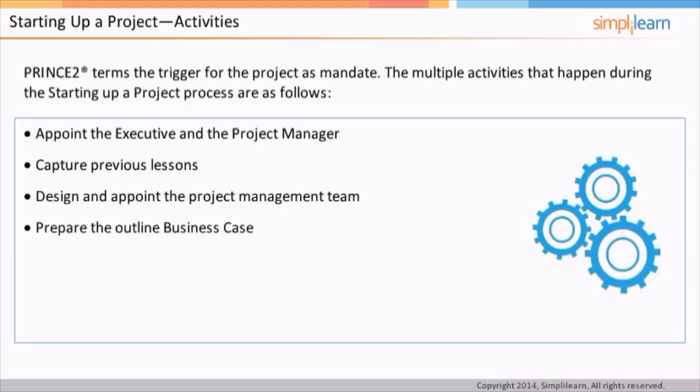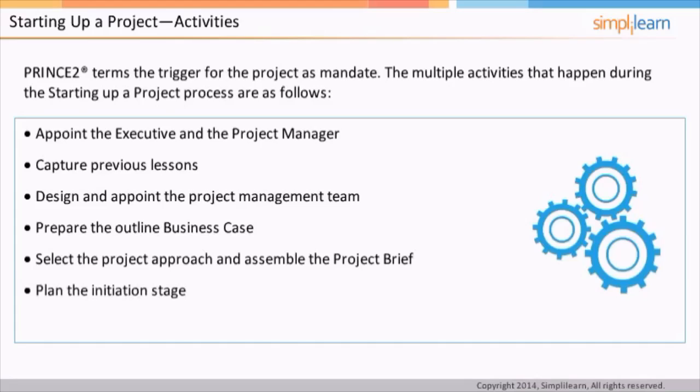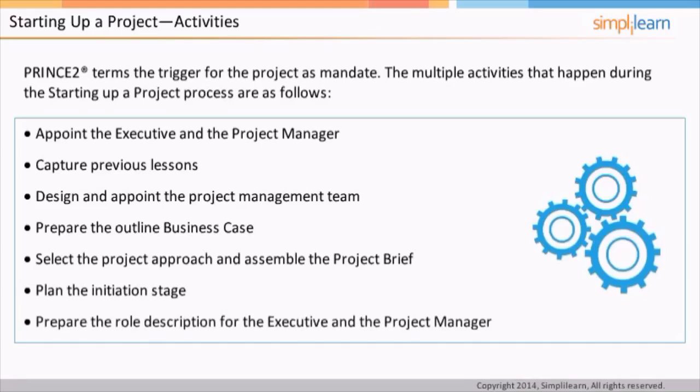This is followed by preparing the outline business case. The next activity is to select the project approach and assemble the project brief and plan the initiation stage. The final activity of this process is to prepare the role description for the executive and the project manager.